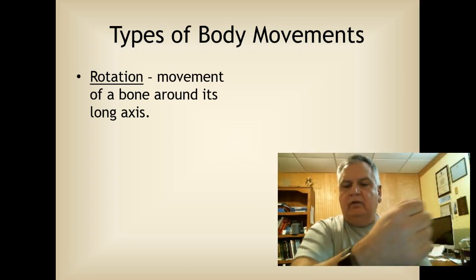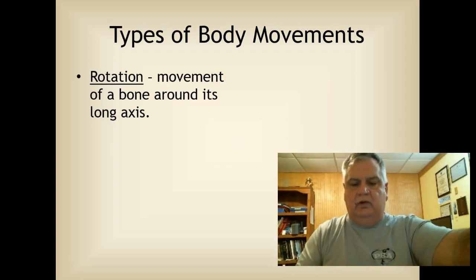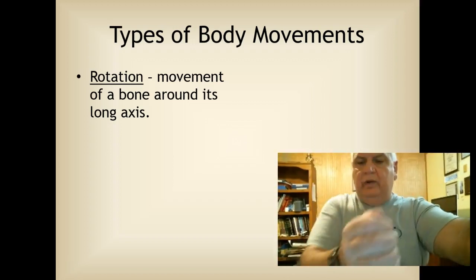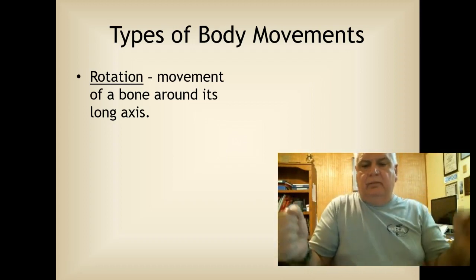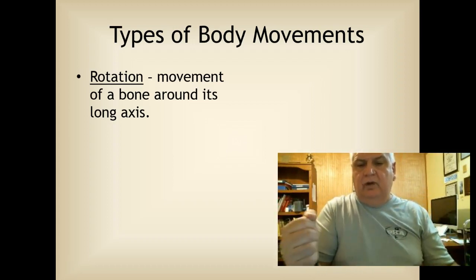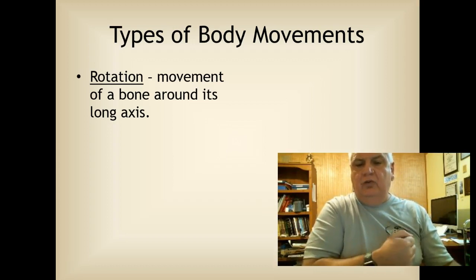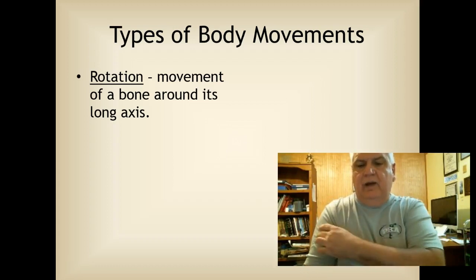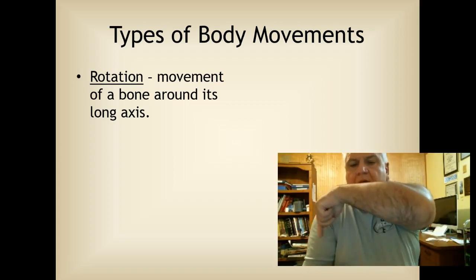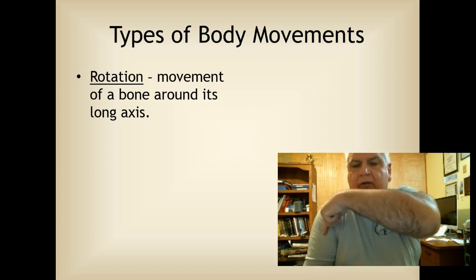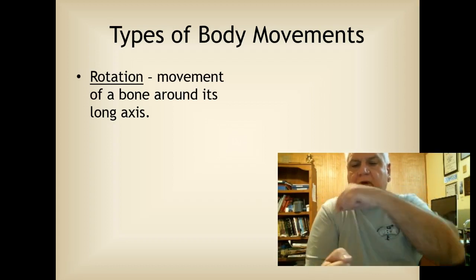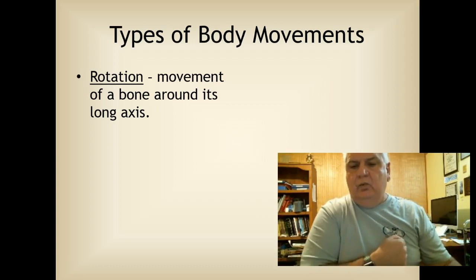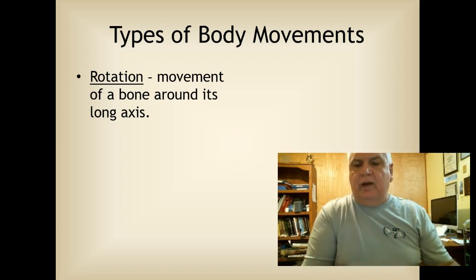Another way to look at this is we could take the arm and put it into a flexed position, and I can move my hand toward my chest. The way I do that is by turning the humerus on its long axis. I'm rotating the humerus to bring my hand in toward my body. Whenever I do that, that would be referred to as medial rotation of the humerus.